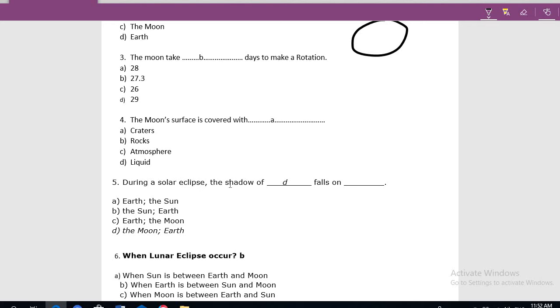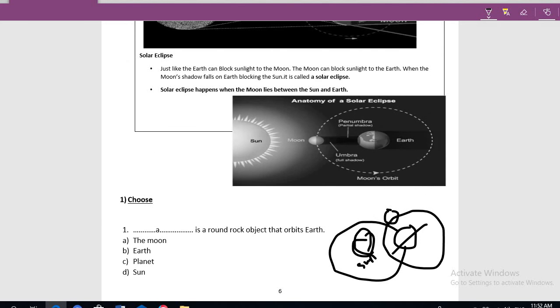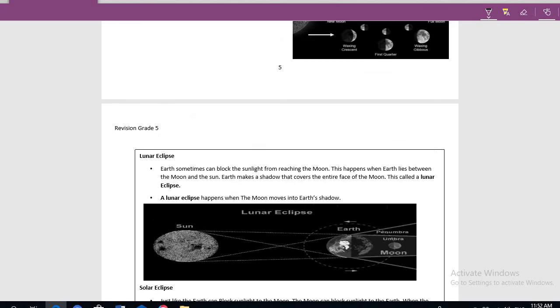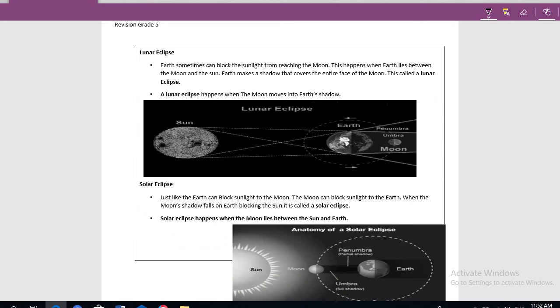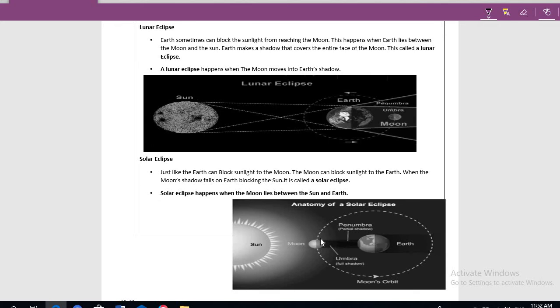In the solar eclipse, look, when the moon revolves around the Earth, at some point the moon becomes between the sun and Earth. This is called a solar eclipse. While when the Earth is between the sun and moon, it is called a lunar eclipse. So we have two eclipses, lunar eclipse and solar eclipse.